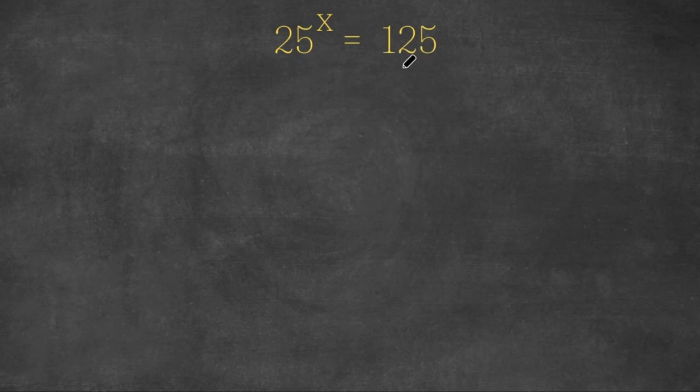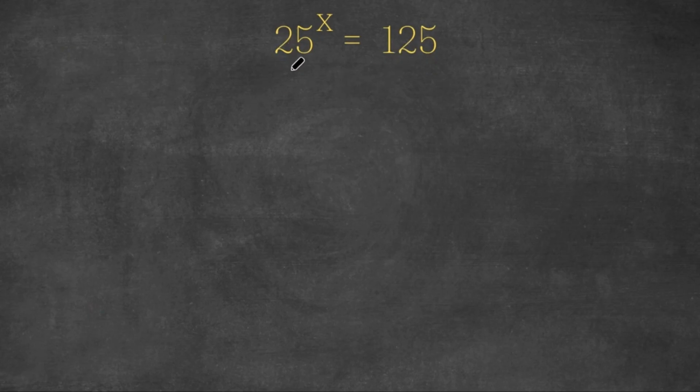So we have 25 to the power of x is equal to 125. Now, when we're solving problems such as these ones, and we're using exponents, we always want to make the bases of these two terms the same. As you can see here, the bases of these two terms right now are 25 and 125, which aren't the same. So we need to change these two terms so that they have the same base.